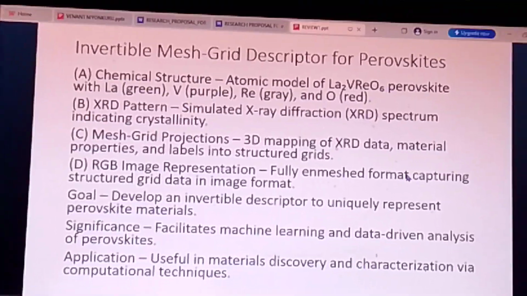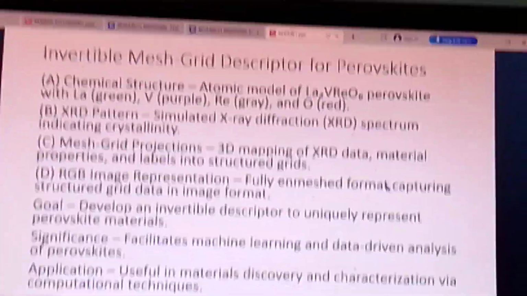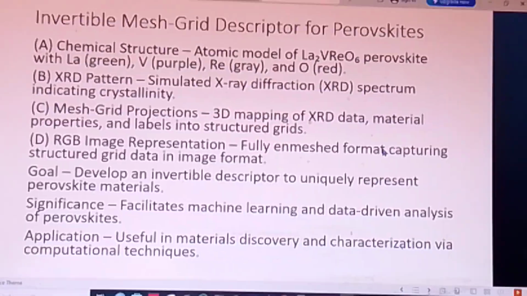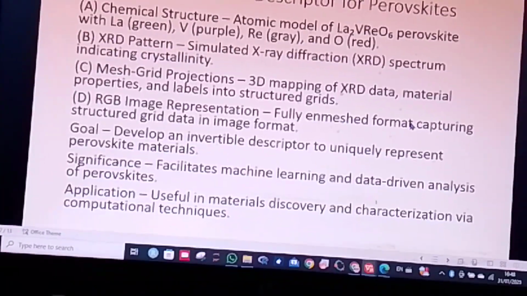This is the mesh description, which figures are here. Invertible mesh grid description for perovskite.